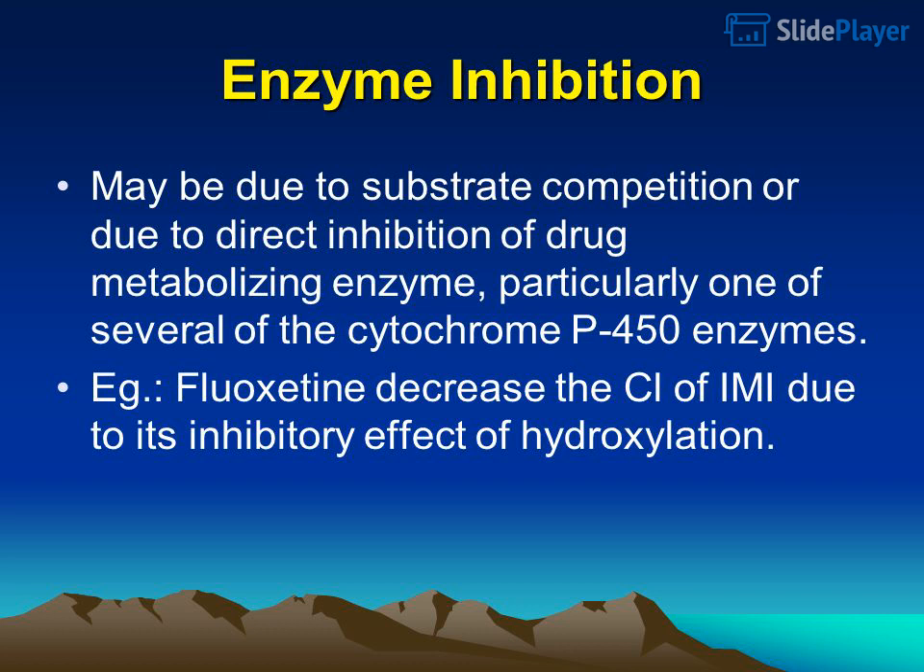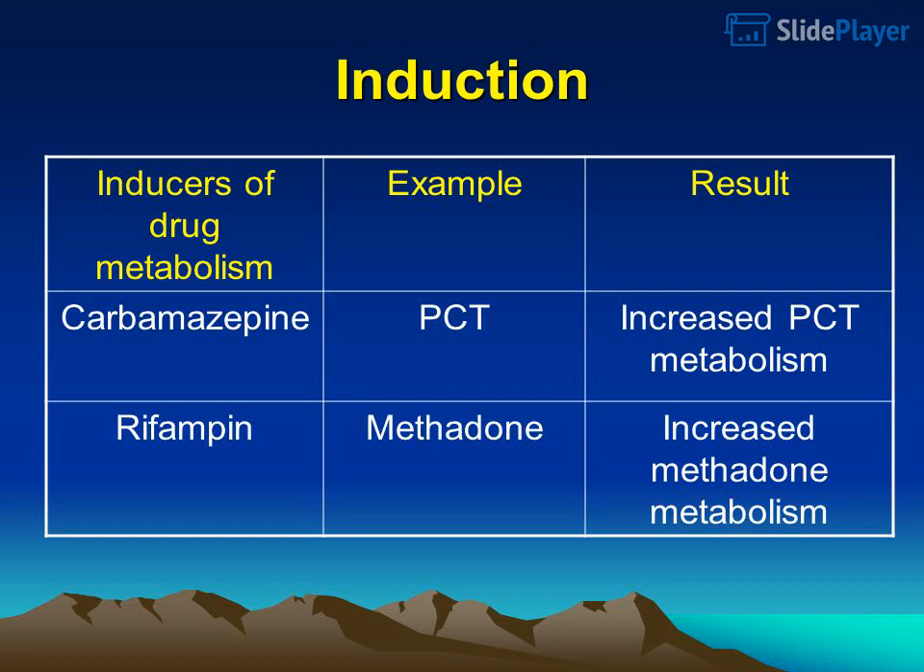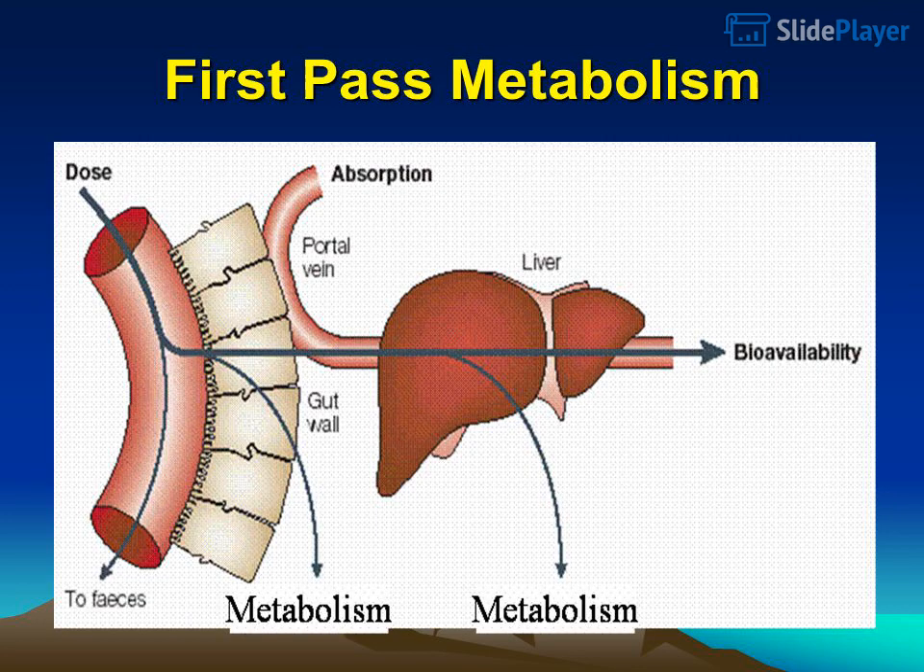For example, fluoxetine decreases the clearance of imipramine due to its inhibitory effect on hydroxylation. Inhibitors: for example, inhibition results in increased PCT hepatotoxicity; cimetidine with warfarin prolongs prothrombin time; erythromycin with carbamazepine decreases carbamazepine clearance. Inducers of drug metabolism: carbamazepine causes increased PCT metabolism; rifampin causes increased methadone metabolism.